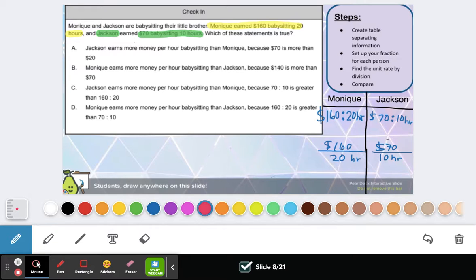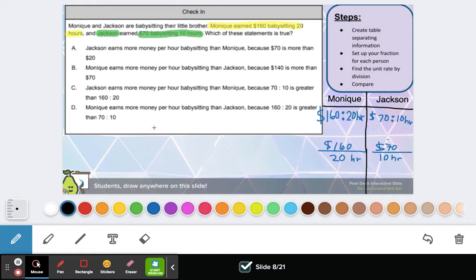Okay, so if I look at this, before I even look at the statements, from what I see, either Jackson earns more money than Monique, or Monique earns more money than Jackson. So basically we're comparing. How can we compare who earns more money? The way that they gave us the information, which is 160 per 20 hours or 70 per 10 hours, I can't really make a fair comparison. So what I need to do is find how much they make for every 1 hour.